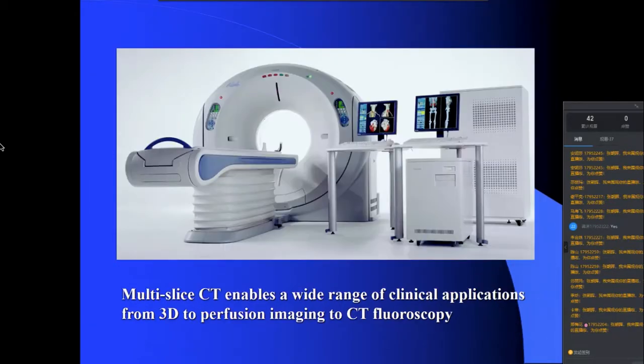And up to now, CT has undergone multiple improvements with an increase in the number of detectors and a decrease in the scan time. And nowadays, multi-slice CT enables a wide range of clinical applications, from three-dimensional imaging to perfusion imaging to CT fluoroscopy.